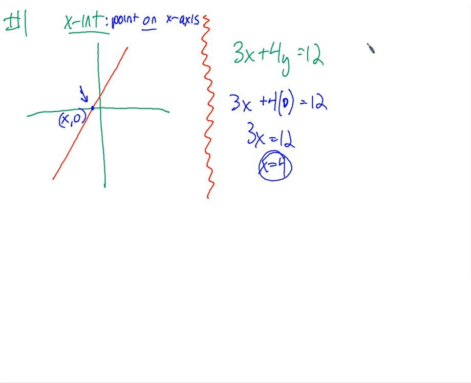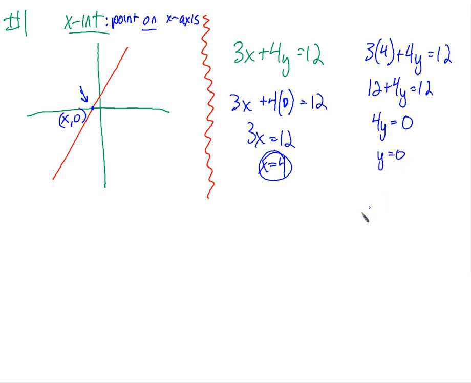X is 4. So 3 times 4 plus 4y equals 12. Let's see what y would have to be, right? So this is 12 plus 4y equals 12. We'll subtract 12 on both sides. We get 4y equals 0. We'll divide by 4, and y is 0, right? So if x is 4, then y has to be 0. And so this combination of x is 4 and y is 0 is a point on the x-axis. So 1, 2, 3, 4, 0. There it is. Okay?